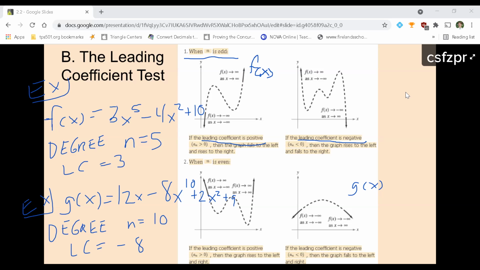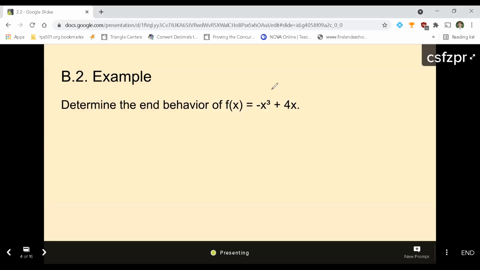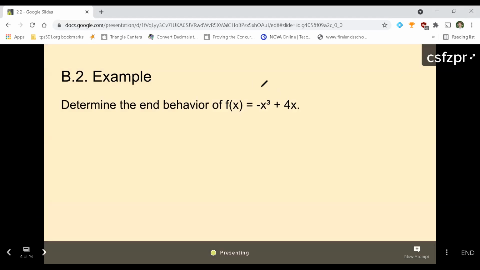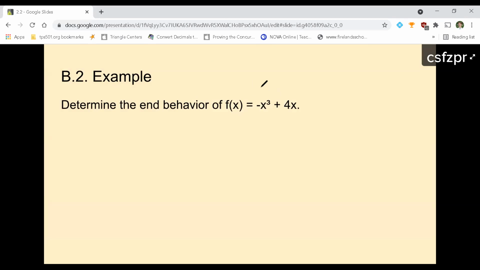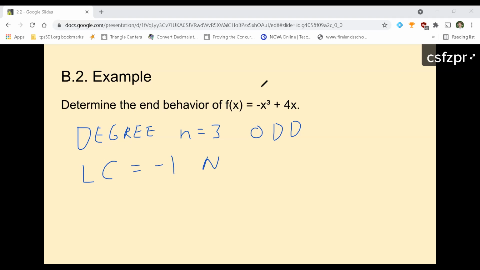All right, questions on this? Okay, let's do an example. So, for example, if f of x is -x cubed plus 4x, to do the lead coefficient test, we need to know two things. First, what is the degree? Three. The degree is 3, which is an odd number. What is the lead coefficient? -1, which is a negative number. Yes, you probably don't need to write that.